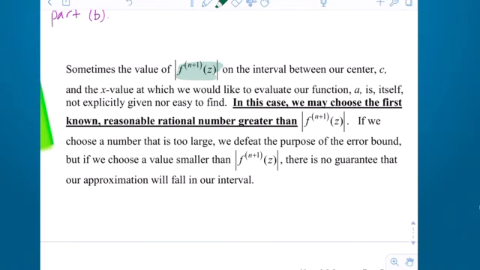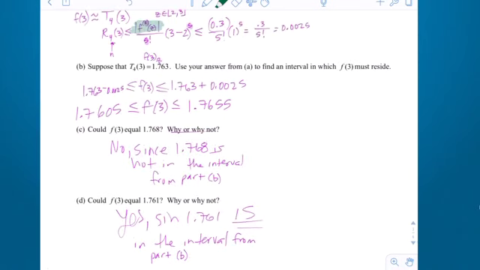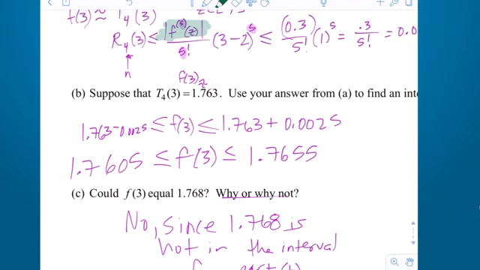Now the key here is you don't want to choose something that's too big. You don't just want to say the maximum value of the error is like 1 million. That's very useless, isn't it? If you just said that, then the sum could be between 1.763 plus a million and 1.763 minus a million. Well, you've got a huge margin of error. That's no good. So you want it to be as small as possible, but you also want to keep 100% certain or confident that it's actually correct.